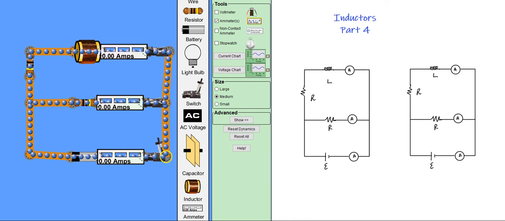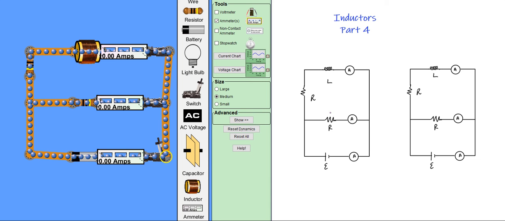We're going to continue to look at how inductors behave in circuits, and here we have a parallel configuration so we can test our understanding and challenge ourselves to see if we actually understand what's going on. So I'm using a PhET simulation again, and I have a link below in the description. These are great ways to test to see if you understand what's going on.